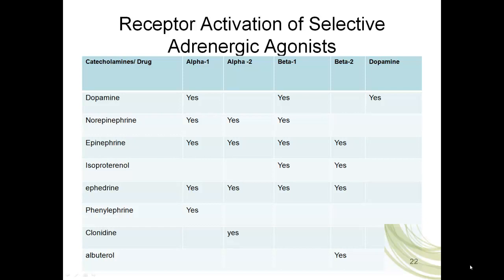Phenylephrine is the new formula of pseudoephedrine. You learn a drug that I'm going to tell you about in a little bit. Clonidine, I've already explained to you. It is an alpha-2 agonist, and this would lead to inhibition of any further release of norepinephrine and epinephrine. Albuterol is a drug that is a beta-2 agonist, and this is used for treating asthma.